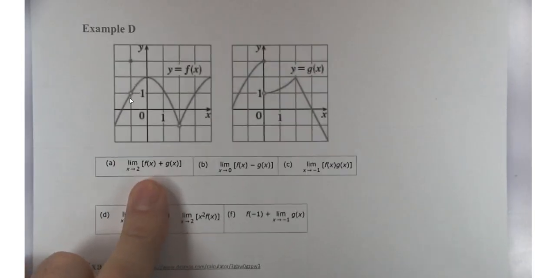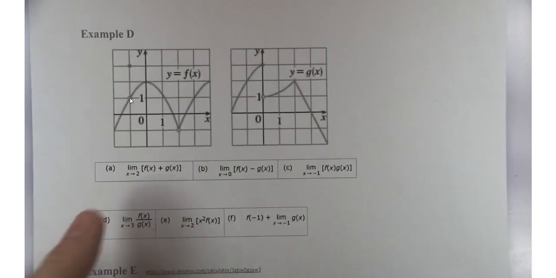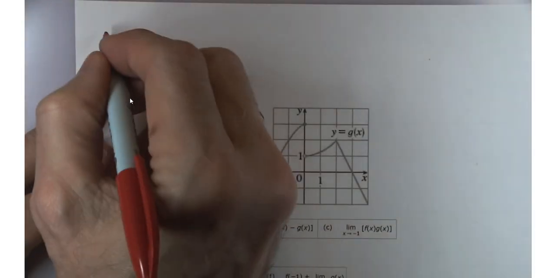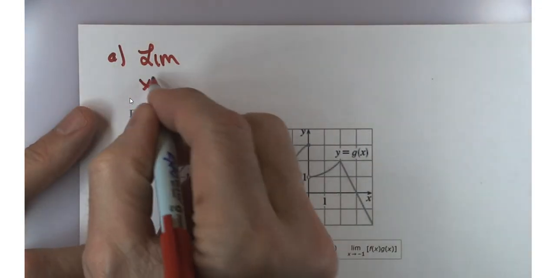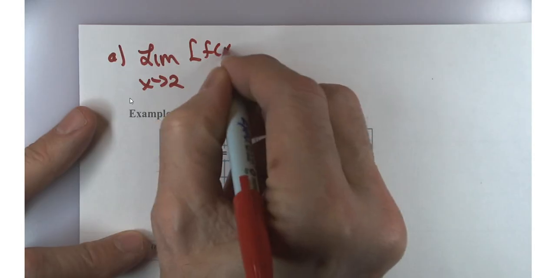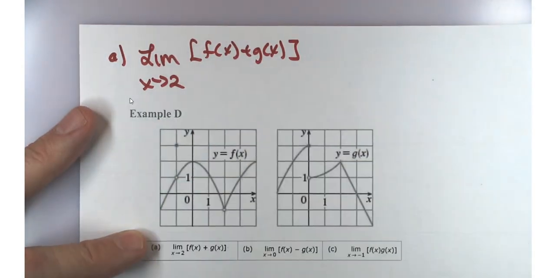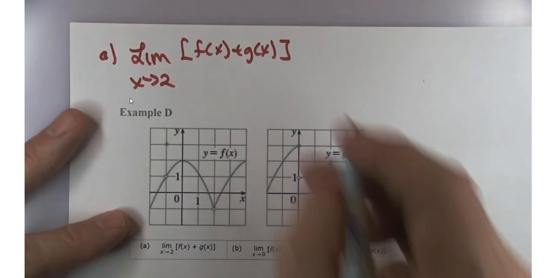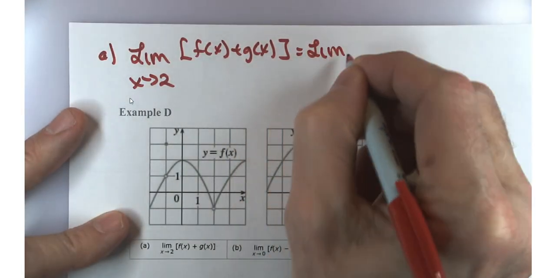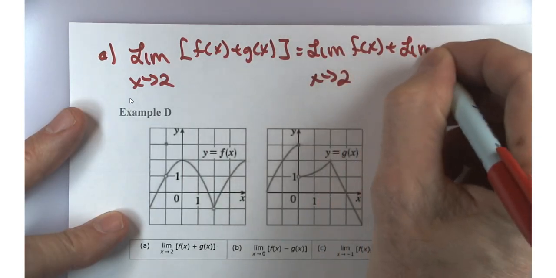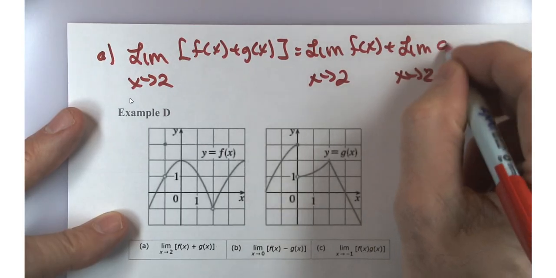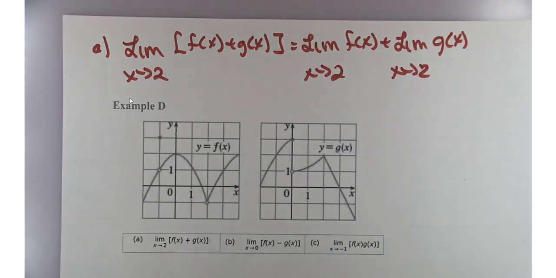But as far as limits are concerned, limits do work kind of like what you would expect. So for instance, in example A here, I've got the limit as x approaches 2 of f of x plus g of x. Okay. Well, the nice thing is that I can rewrite that as the limit as x approaches 2 of f of x plus the limit as x approaches 2 of g of x. So I can split that up. And that's nice. Now, being able to split that up makes our life a little bit easier.